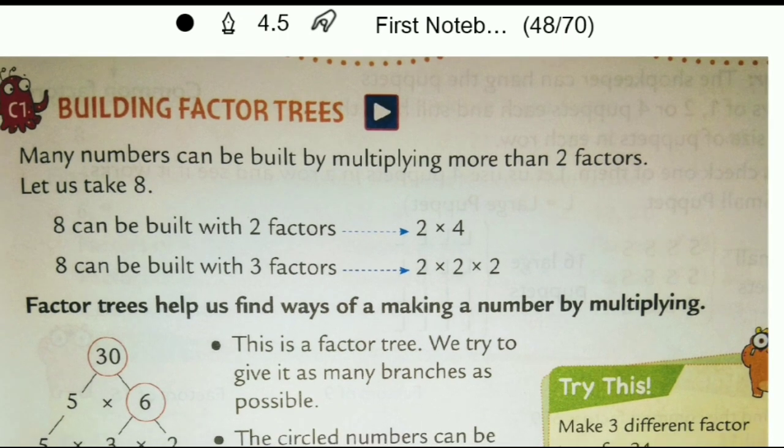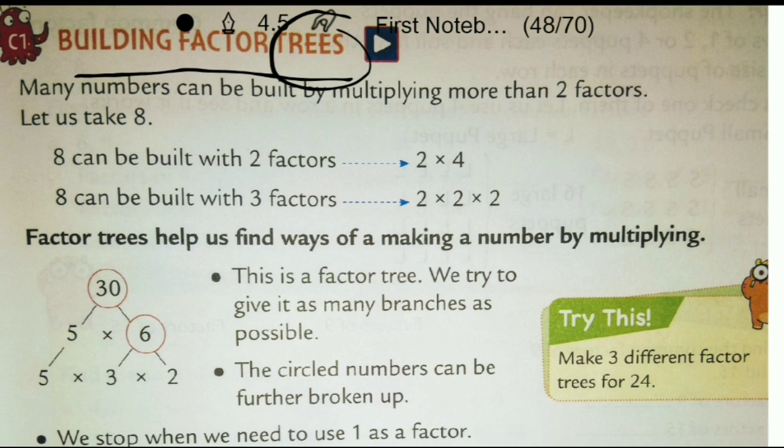Building a factor tree means we have to make a tree with those numbers only. See how we can write 8. We can write 8 as 2 into 4. These are the two factors.